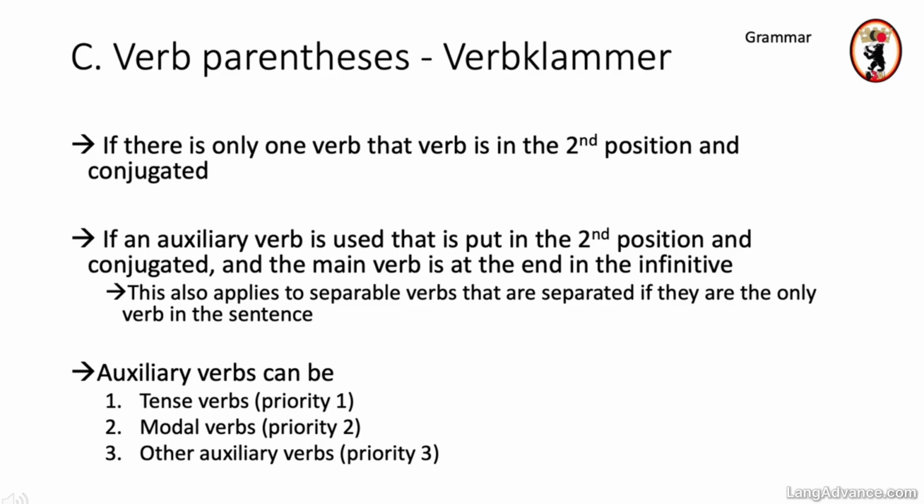Auxiliary verbs can be a tense verb, priority 1, a modal verb, priority 2, another auxiliary verb, priority 3. You will see in a second what I mean by the priorities. For now, I recommend you copy that on an extra sheet of paper, and when you're ready, let's move on.